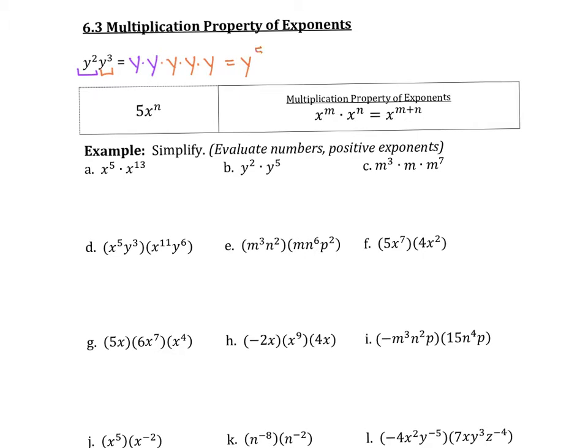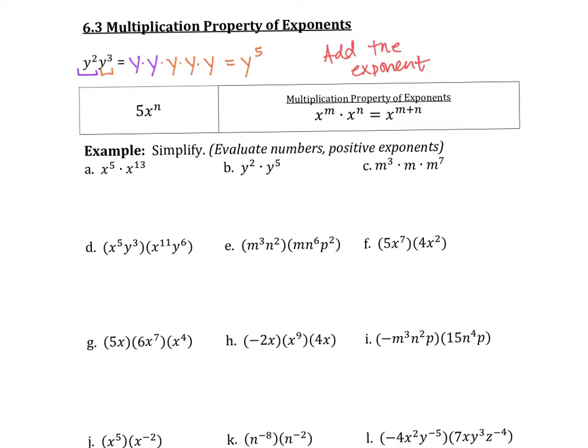Okay, so we're going to focus on what would have been a shortcut on finding it. So instead of writing y to the second times y to the third and writing them all out, I could have just added the exponents. This is a 2, this is a 3. 2 plus 3 would have given me the 5 without having to write it out. So if they have the same base, the shortcut is add the exponents when you're multiplying them.